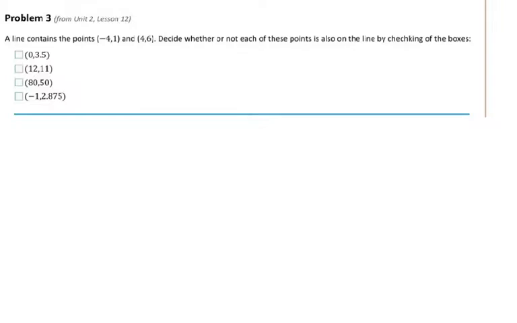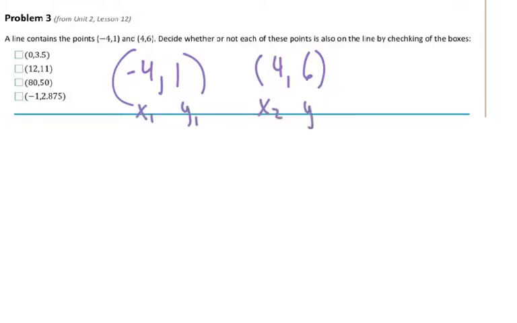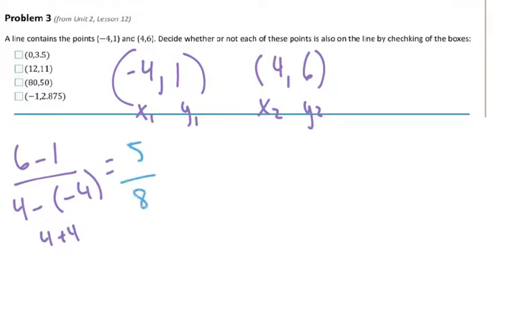So the first thing I have to do is figure out the slope of the line. You did this, x1, y1, x2, y2. And now I do y2, which is 6, minus y1, which is 1, over x2, which is 4, minus x1, which is -4. So that's the same as 4 plus 4, remember? 6 minus 1 is 5. 4 plus 4 is 8. So my slope is 5/8.